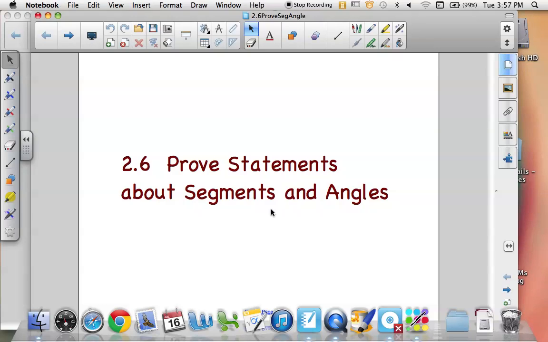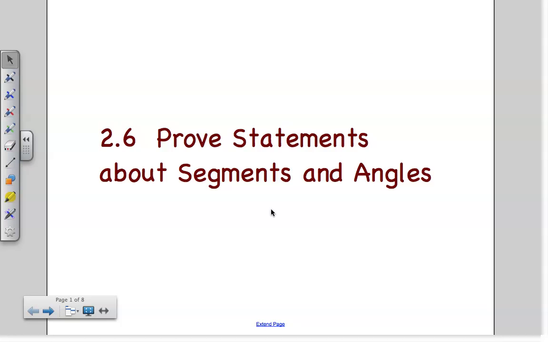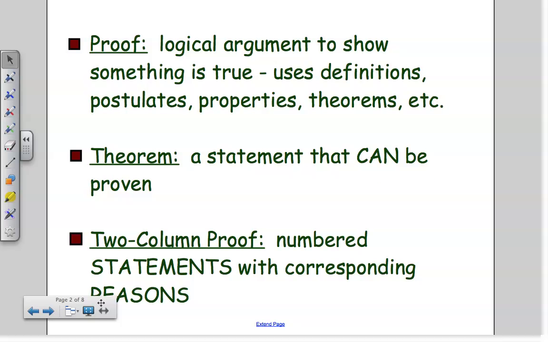In section 2.6, we're proving statements about segments and angles. We're moving a little bit further onto what we did yesterday, looking at proofs, specifically two-column proofs today. Remember that a proof is any logical argument to show that something is true. We can use definitions, postulates, properties, theorems, all for reasons in that proof.